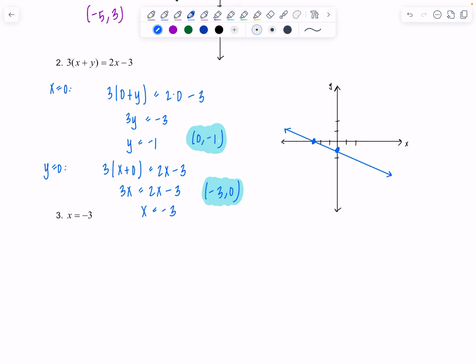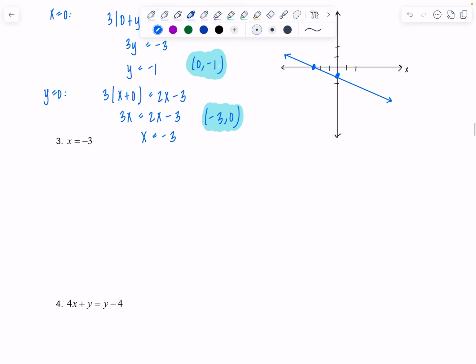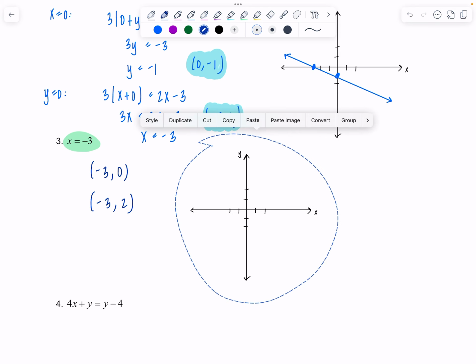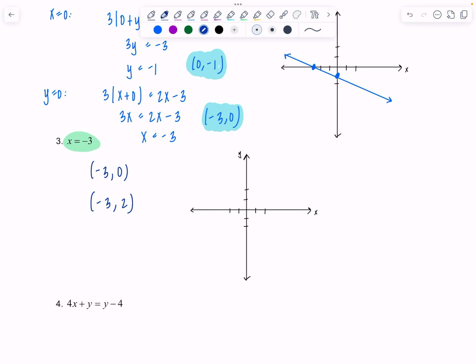Okay, next one, x equals -3. So don't let it freak you out. Y is missing, which means y can be whatever you want. So long as x is -3, y could be 0, y could be 1, y could be 2, it doesn't matter. So here we go. Let's plot those points that we have there. -3, 0, -3, 2. You could do another one. I don't need it. It's a vertical line. Boom. X is -3.